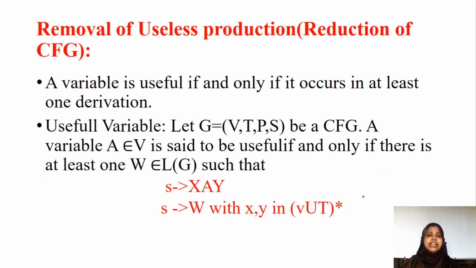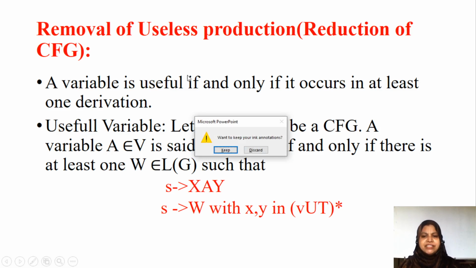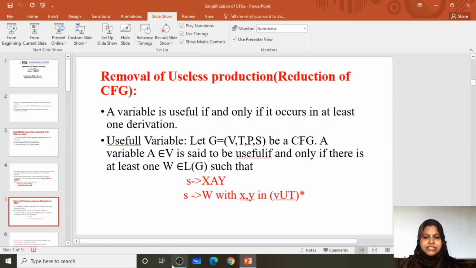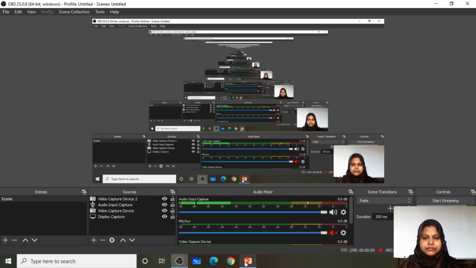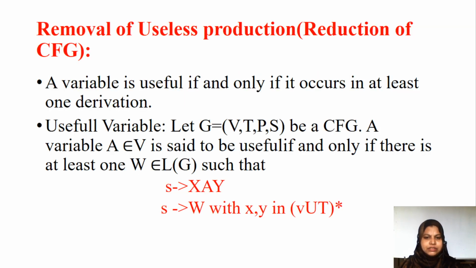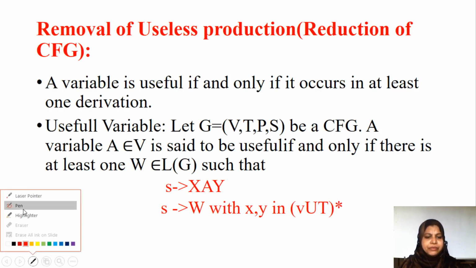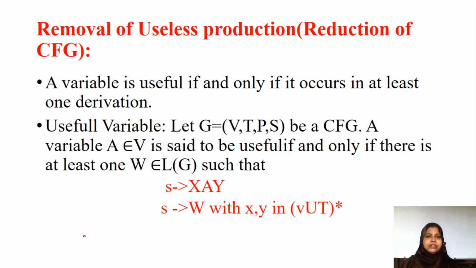Now, here, removal of useless productions, right? Before going to remove the useless productions, first of all we have to identify which one is the useless production and which one is the useful production. How are we going to analyze which one is the useless production?